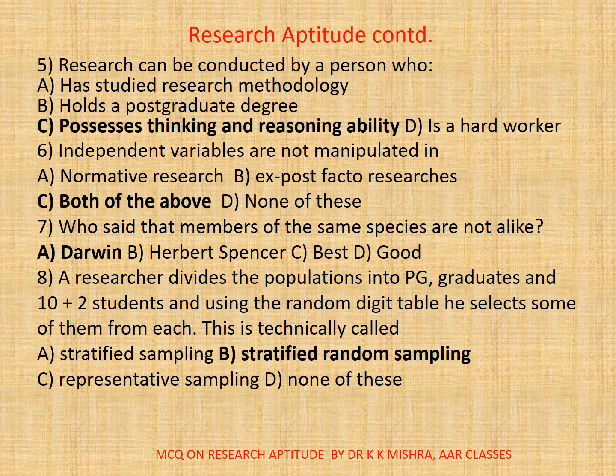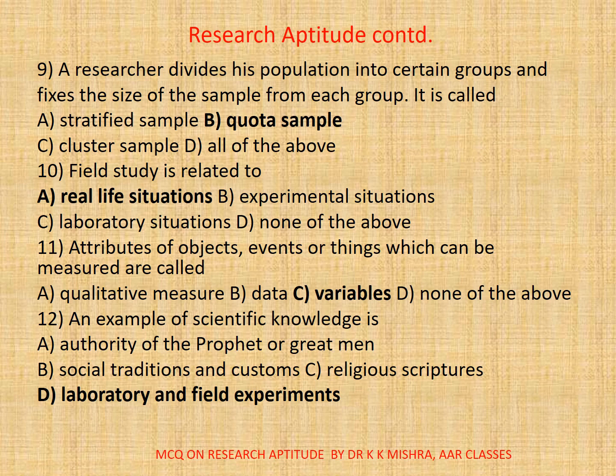8. A researcher divides the population into PG graduates and 10 plus 2 students, and using the random digit table he selects some from each. This is technically called A. Stratified sampling, B. Stratified random sampling, C. Representative sampling, or D. None. The correct option is B. Stratified random sampling.